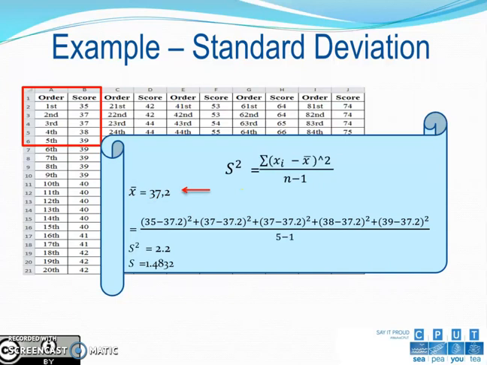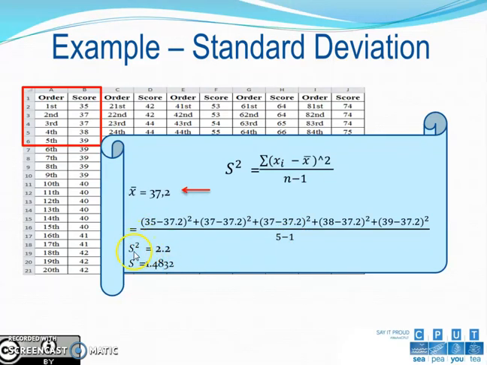So what we need to do then is to determine the differences between each of the 5 dataset values and the mean that we've just calculated. The answer, of course, is divided by 5 minus 1, which is n minus 1, which gives us 4, and our final answer is 2.2.